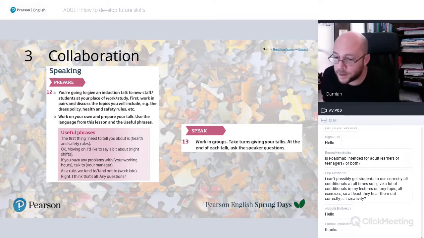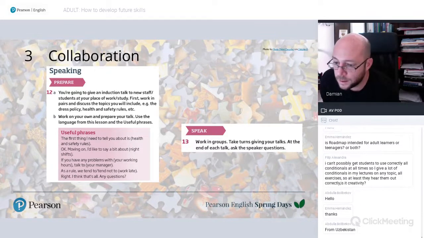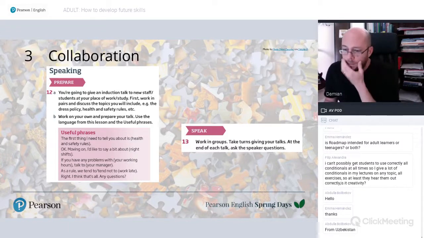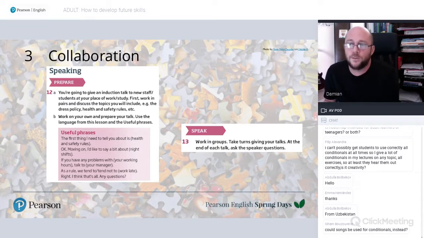Sorry, I'm just reading this question about conditionals. I can't possibly get students to use correctly all conditionals or talk about conditions. It's a good question. I think if you want them to use them correctly, then giving them lots of examples of correct use is a good idea. But I think what you also got to think, and what we thought when we were writing Roadmap is, do you want that to be your end goal? Do we want students to be able to use conditionals correctly, or do we want them to be able to achieve the thing that they're going to use conditionals for?